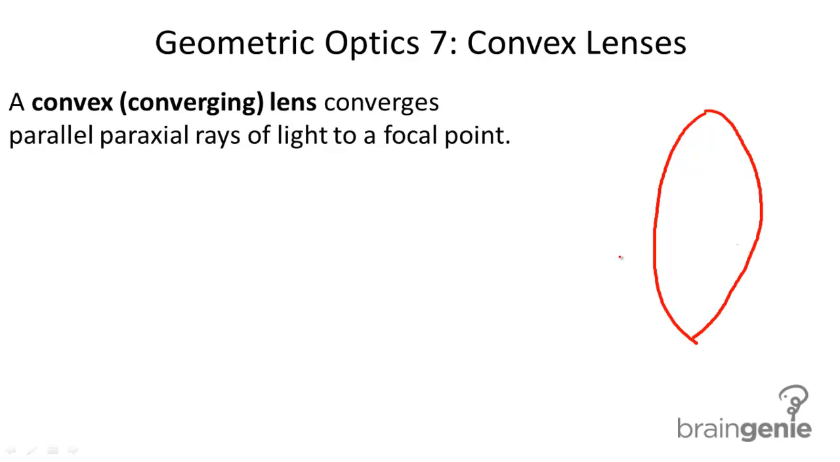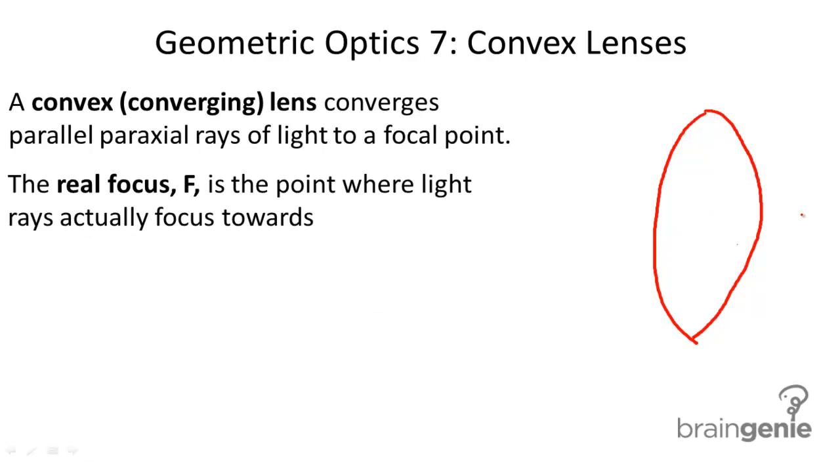Now, let's go over the anatomy of this convex lens. First, we have a real focus. A real focus is the point where light rays actually focus towards. It is some point on the other side of the lens. So if I'm looking through in this direction, my real focus is going to be at some point here, and we denote that by F.